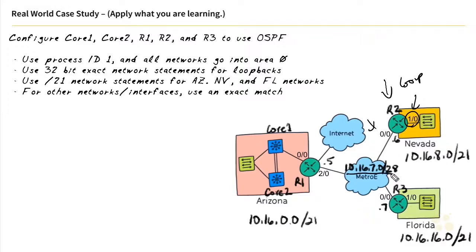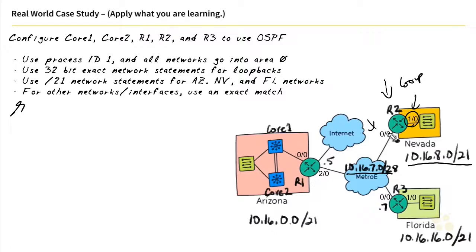This network address space that we're using on the Metro Ethernet between R1, R2, and R3 is 10.16.7.0/28. That network is not in the range of 10.16.8.0/21. Hence, the router said, well, this interface doesn't match. So thank goodness for this up here: last statement, for other networks, interfaces, use an exact match. So here on R2, we'd also want to include a network statement that matches 10.16.7.6 to include it as part of OSPF area 0. And that way R2 can form an adjacency with R1 and start to play the OSPF game with everybody else.